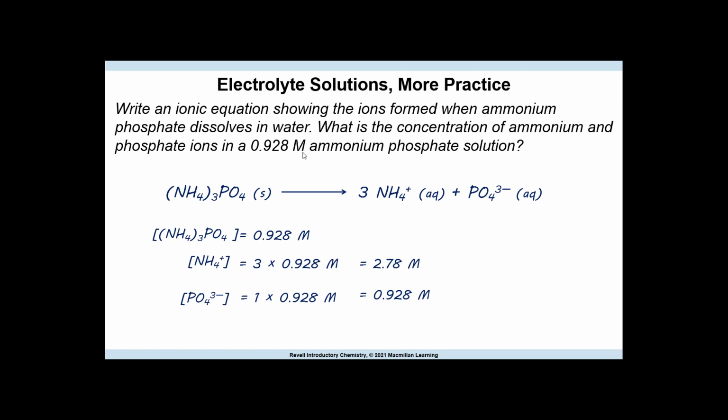No. Okay, so now let's look at this one. Write an ionic equation showing the ions formed when ammonium phosphate dissolves in water. What is the concentration of ammonium and phosphate ions in a 0.928 molar ammonium phosphate solution? So again, it's asking you specifically to do an ionic equation, so you should be able to pull out the ionic equation.